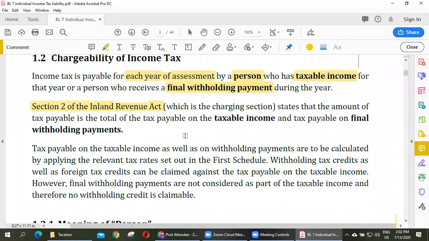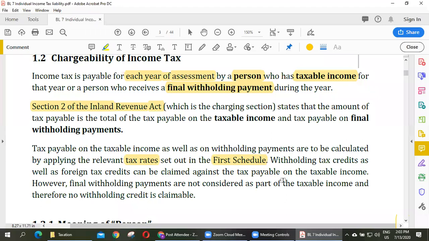The tax payable on taxable income, as well as withholding payments, is to be calculated by applying the relevant tax rates, right? These tax rates are set out in the first schedule. There are a number of schedules in that Act. In the first schedule, they indicate the rates of tax. Withholding tax credit as well as foreign tax credit can be claimed against the tax payable on the taxable income.